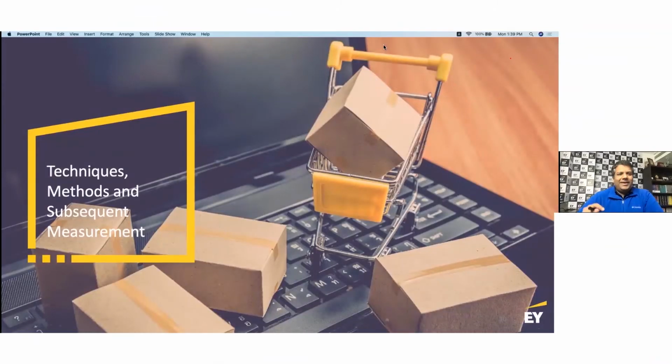All right. So now we will talk about different techniques for inventory valuation. We already talked about the initial measurement, which is at cost, and then we will also try to understand the subsequent measurement of inventory, which is the cost or market price, whichever is lower, and we will understand this with the help of a few examples.